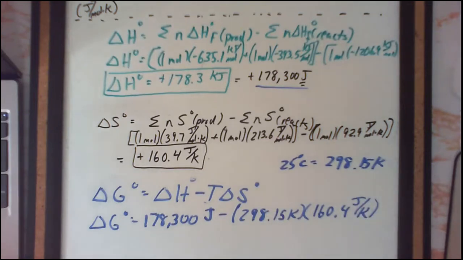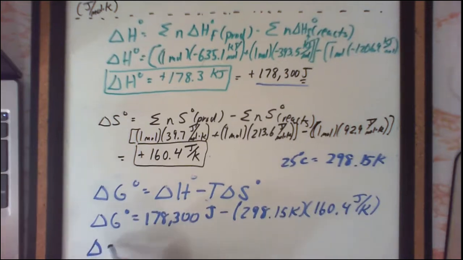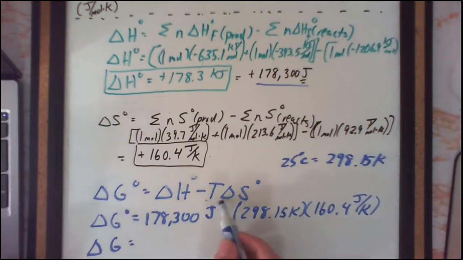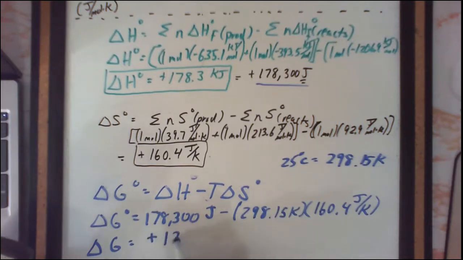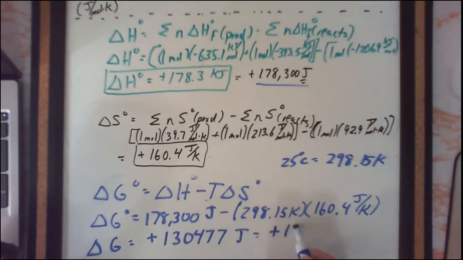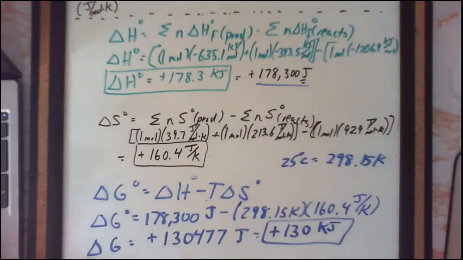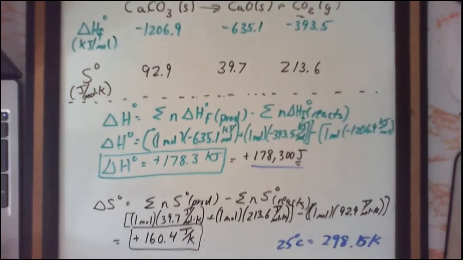We plug those numbers into our calculator. We find that delta G is equal to 178,300 minus the product of the Kelvin temperature, T, 298.15 Kelvin, and the delta S, 160.4. So we get a value of positive 130,477 joules, and we convert that back to kilojoules to consider significant figures, then we probably only have about positive 130 kilojoules.